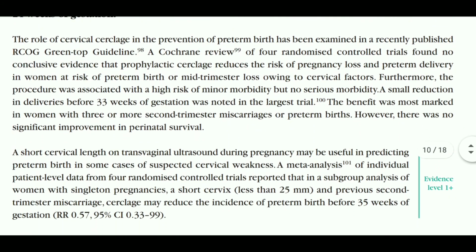Now, coming to a little bit of explanation of this point, the role of cervical cerclage in prevention of preterm birth has been examined in the recently published RCOG Green-top Guideline. Regarding prophylactic cerclage, the Cochrane review of 4 randomized controlled trials found no conclusive evidence that prophylactic cerclage reduces the risk of pregnancy loss and preterm delivery in women at risk of preterm birth or mid-trimester loss owing to cervical factor.